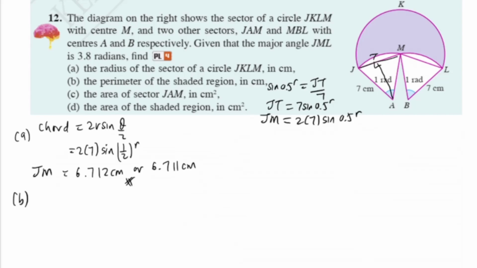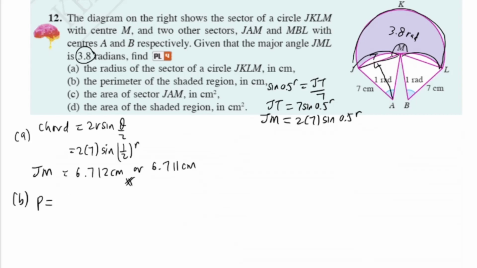Okay, so next I want to find the perimeter of the shaded region. Your shaded region consists of 3 arcs. The first arc is JKL, second one is JM, third one is ML. For JKL, they gave us this angle already, 3.8, but actually if you calculate it one by one, it's not really accurate, but it's okay. We'll just take the answer.